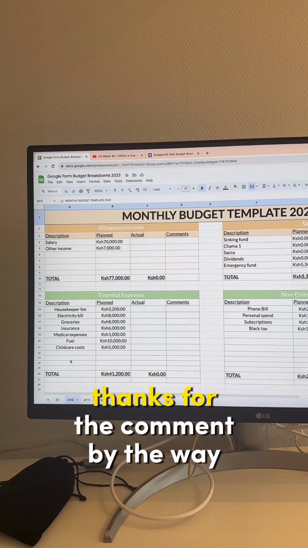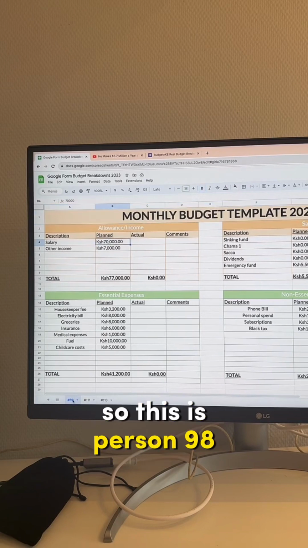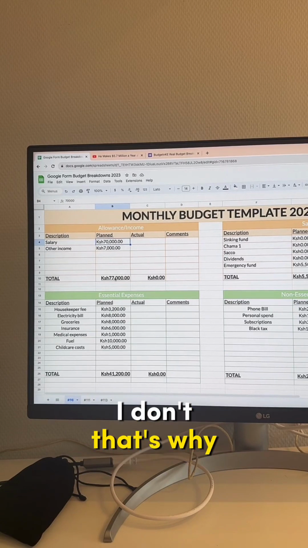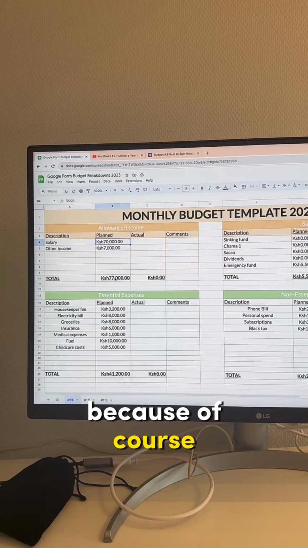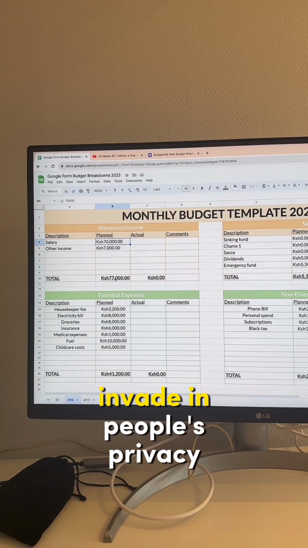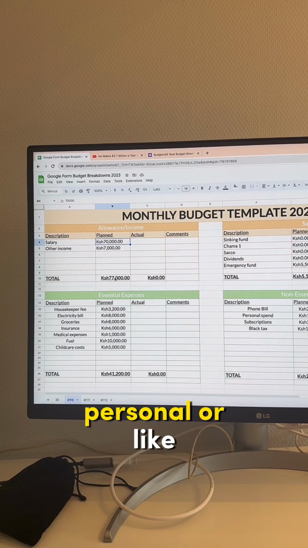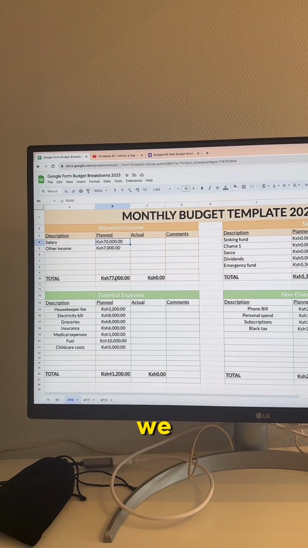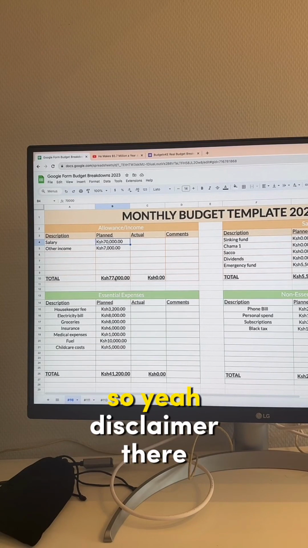Thanks for the comment, by the way. This person earns 70,000. So this is person 98. You can clearly see, when I say I get this data anonymously, that's why I don't have a lot of information on the person. I just get really basic information because, of course, data privacy. I don't want to invade people's privacy. And I wouldn't share in a live the personal data of my clients that I do one-on-ones with. No, this is for the anonymous ones, which I use for educational purposes only, and that is why I am showing you now. So, disclaimer there.